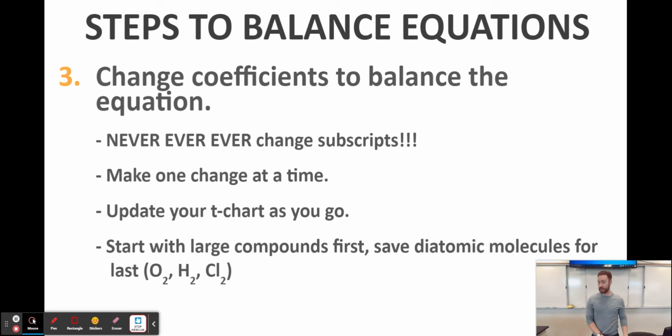Then, this is where it gets fun. You're going to kind of mess around with coefficients. You're just going to start changing coefficients, adding them specifically, in order to try to get the number of atoms of each element balanced on both sides. And what I do is I update my T-chart as I go along. Again, I'm going to give you some examples. I recommend always starting with the largest compounds and then leaving the smallest compounds, like the diatomic elements, for last, for balancing.